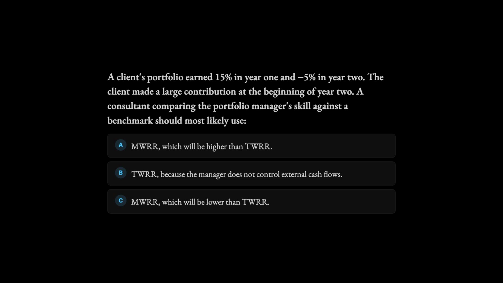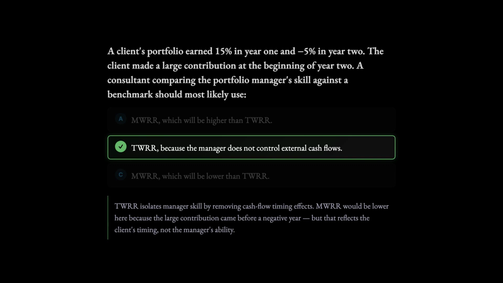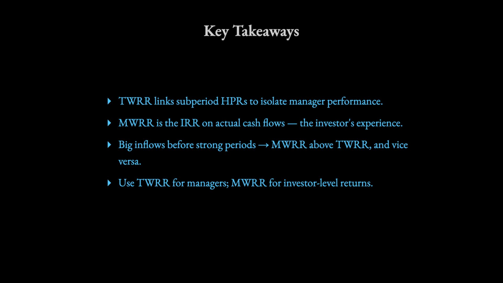Let's reason through this. The consultant is evaluating the manager who doesn't control client deposits, so TWRR is appropriate. The correct answer is B. Note that MWRR would indeed be lower than TWRR here because money flowed in before a negative year. But that's the client's timing, not the manager's skill.